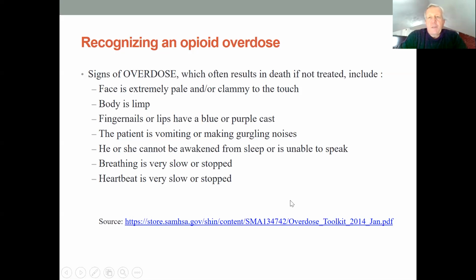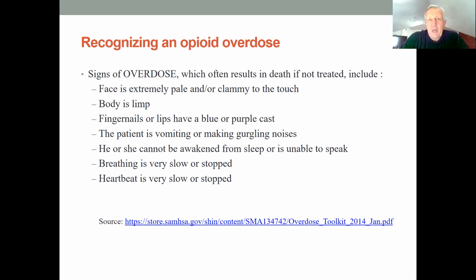So if you come across somebody and you try to wake them up and they're not waking up, there's a pretty good chance they're in an opiate overdose. And we'll say this before we get into the 5 steps. There's 5 steps that we talk about. If you apply them to somebody who's not in an opiate overdose, it's not going to hurt them. So if in doubt, I would recommend that you apply the 5 steps.